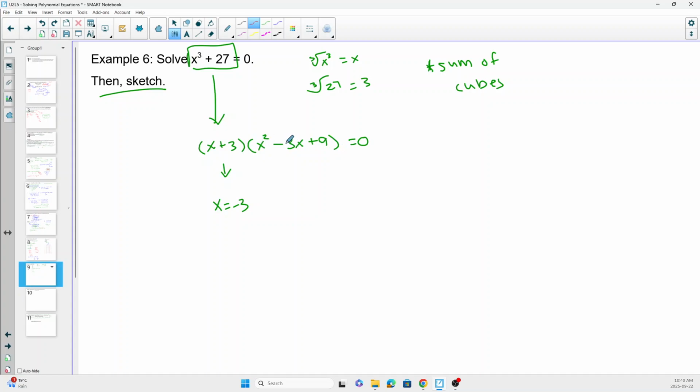There are no 2 numbers that add to 3 and multiply to 9. The only numbers that multiply to 9 are 1 times 9. I can't combine a 1 and a 9 to get a 3. And 3 times 3. I can't combine a 3 and a 3 to get a 3. So this would be a quadratic formula question.